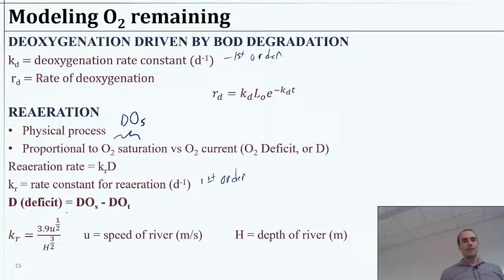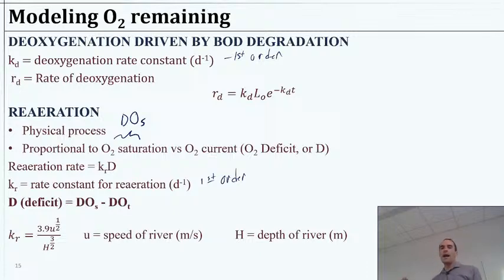Kr is simply 3.9 times u to the 1/2 divided by h to the 3/2, where u is the speed in meters per second and h is the height of the river at its steepest point, in meters. So it's just some parameter we can get, okay? And it's an estimate. I'm sure there are other ways to estimate it out there, but this one we can use, and it does a pretty good job estimating the rate constant for re-aeration.